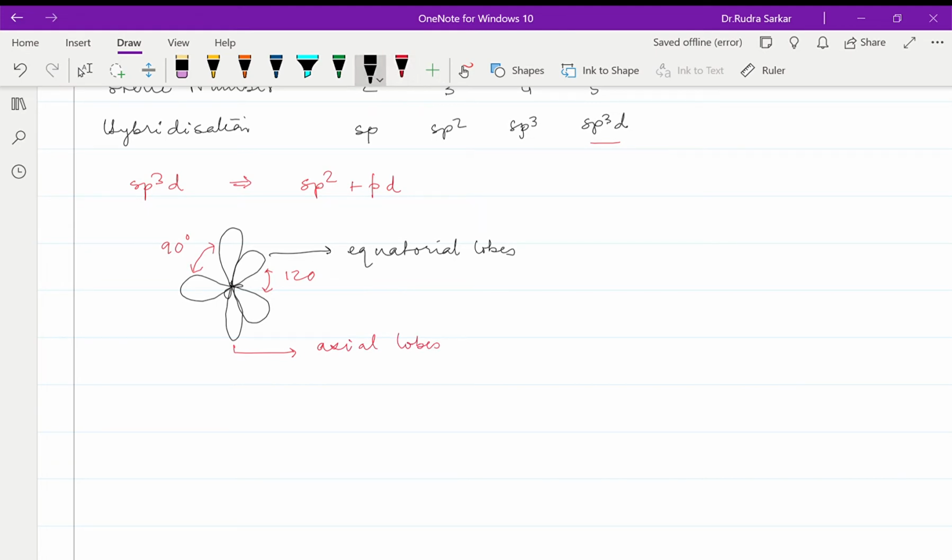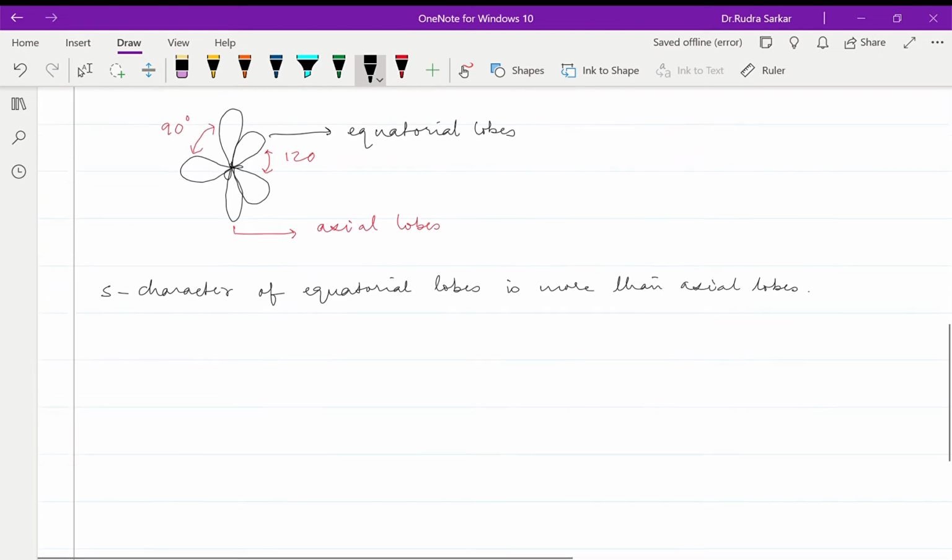It is interesting to note that the s character of equatorial lobes is more than axial lobes. Okay, so this is something that we have to keep in mind.